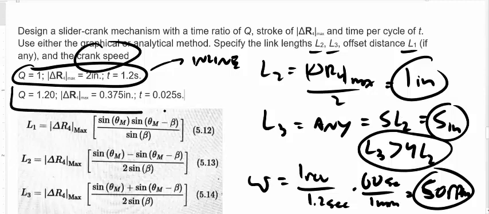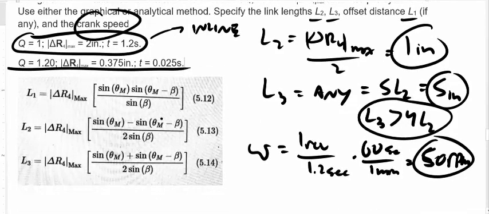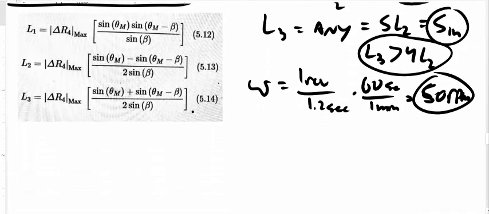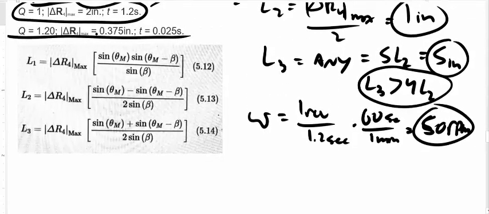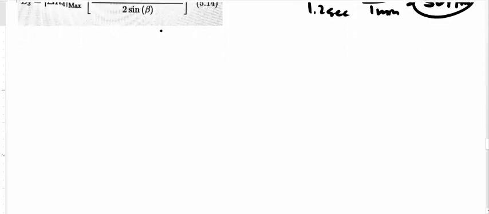Now let's go to the second one, which is an offset, using this information here. That means we're actually going to have to use the L1, L2, and L3 equations to get those answers. So let's take that information with us. Q is equal to 1.2, delta R4 max is 0.375, and the time per cycle is 0.025. I'm sorry, 0.025. So take that into account.